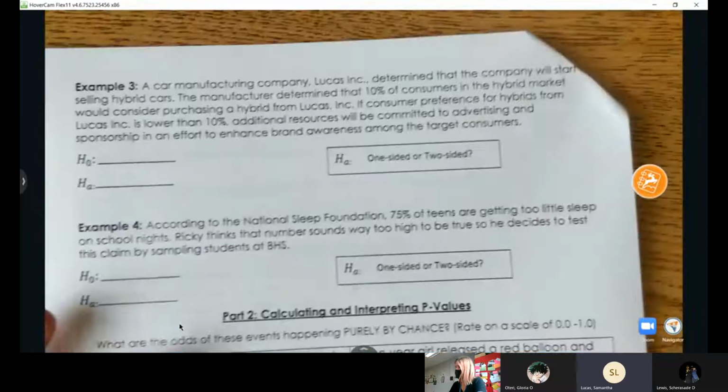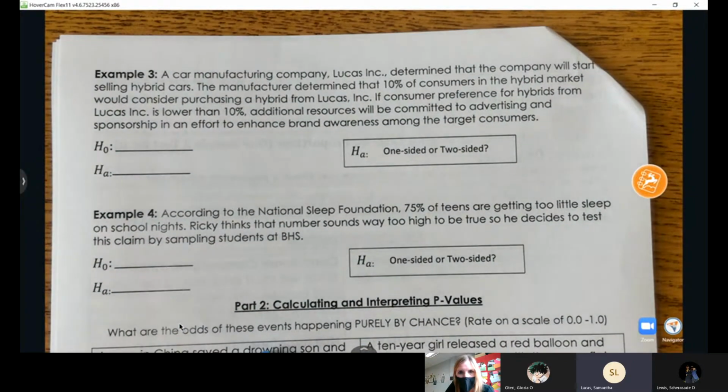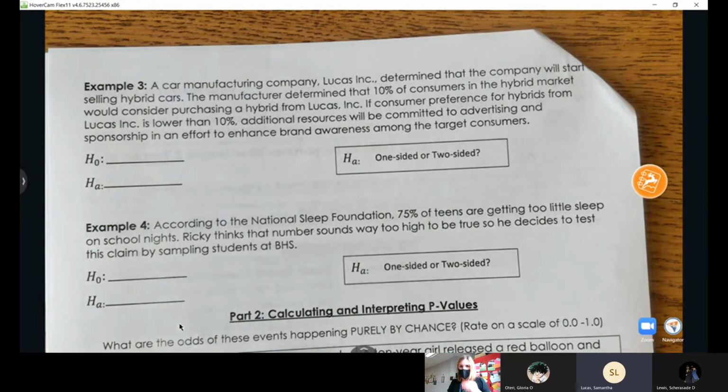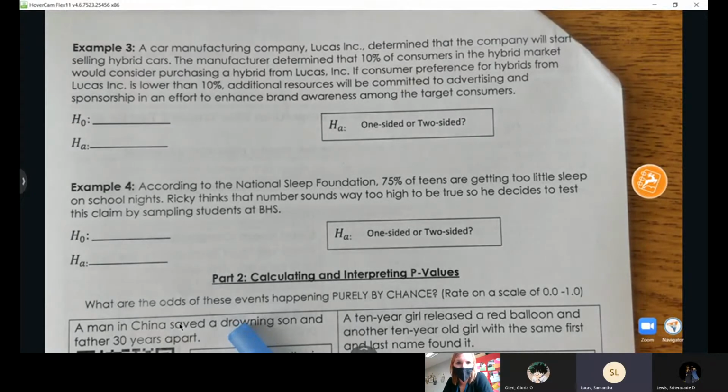All right, let's see what you got. Perfect. All right, Gloria, you got that exactly right. So I'll go ahead and share Gloria's. Let me share it on my screen too.